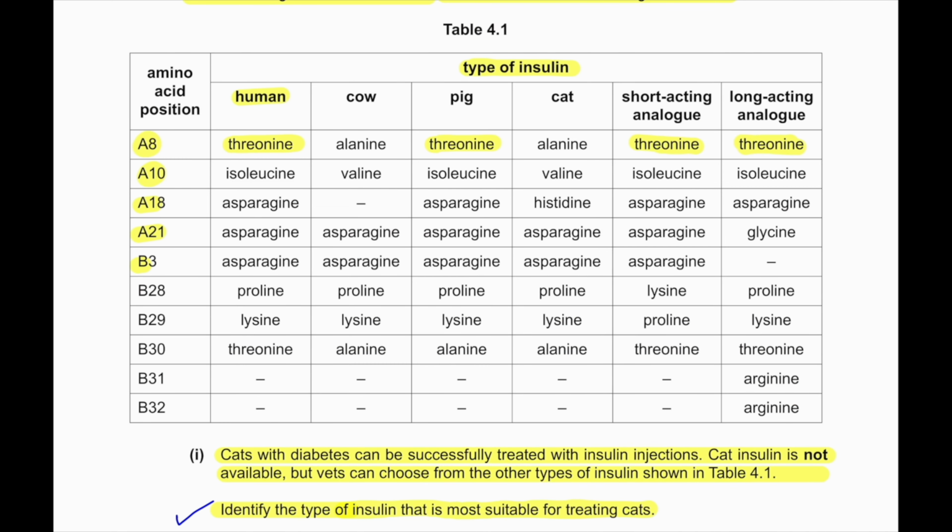So cat consists of alanine, which matches with the cow in the A8 position, valine, which matches with the cow. Now, for the A18 position, there is no match. Then we can see asparagine, which matches with the cow. Asparagine also matches with the B3. Proline matches with the cow's proline at B28. And then lysine matches with the B29 lysine for the cow. And then alanine. So, in terms of the closest insulin that can be used in cat, it can be found from the cow.